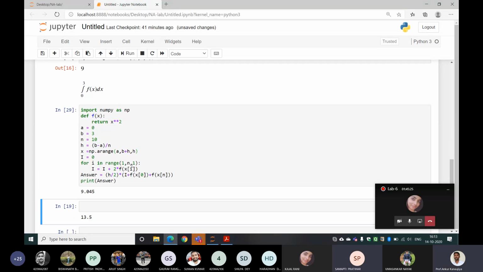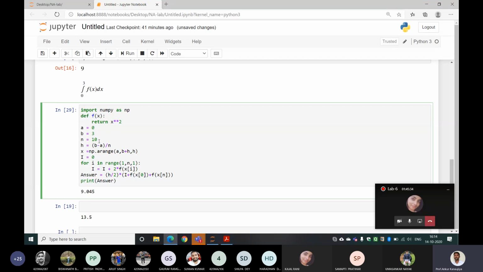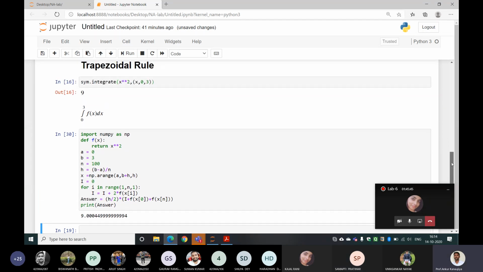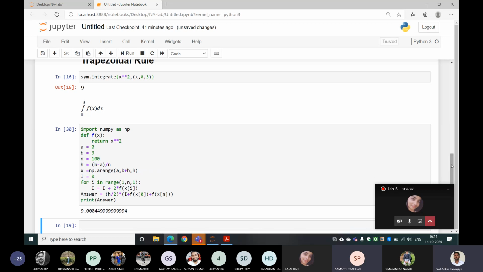So this I wrote everything in terms of n, a, b. So I can change the limit if I want to, and if I want to change the function, I can also do that here. I want to change n, so now I will set n to 100. If n is 100, then the answer will come 9.002, very close to 9 by using the trapezoidal rule. Is that clear? Anyone have any doubt? Tell me. No, sir, it's clear.